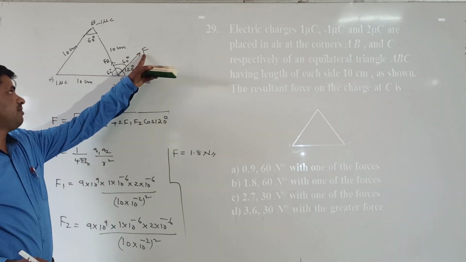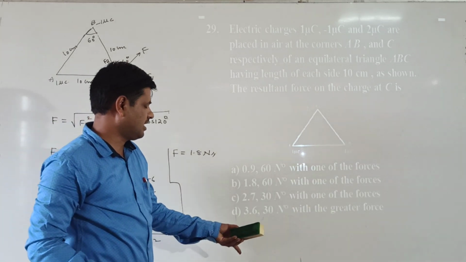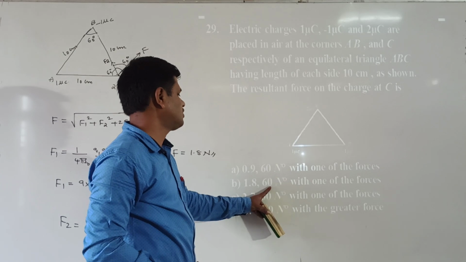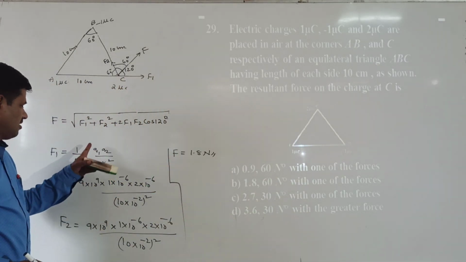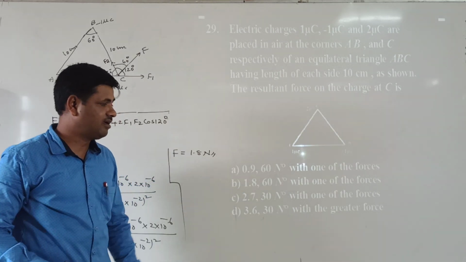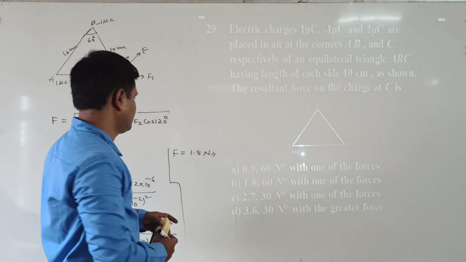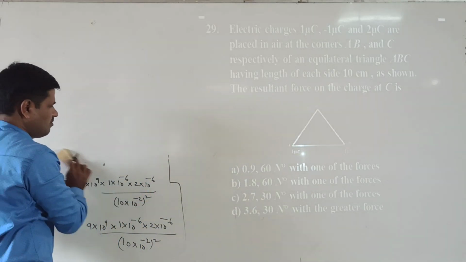The resultant force is making an angle with any one of the forces of how many degrees? 60 degrees. And 60 degrees, we know that we eliminate these two. These two answers are there, but the value is required. That value we have to find using these equations. That value we calculate in this one. The final value we are getting is 1.8 newtons. This is question number 29. Next we go to question number 30.